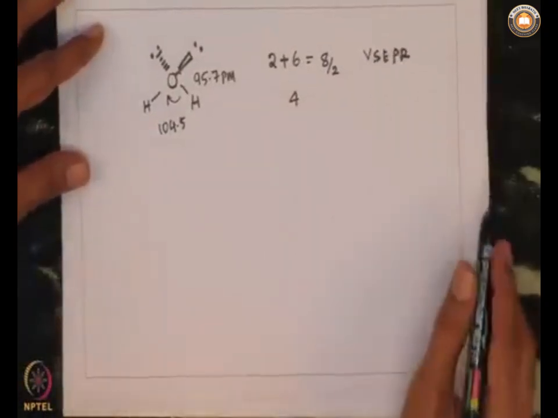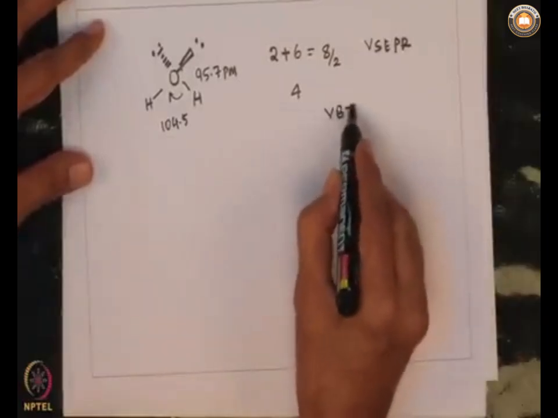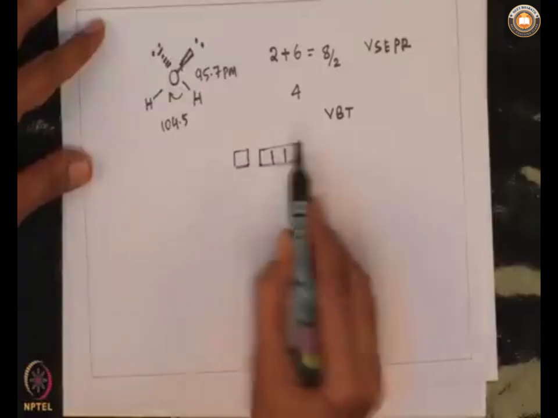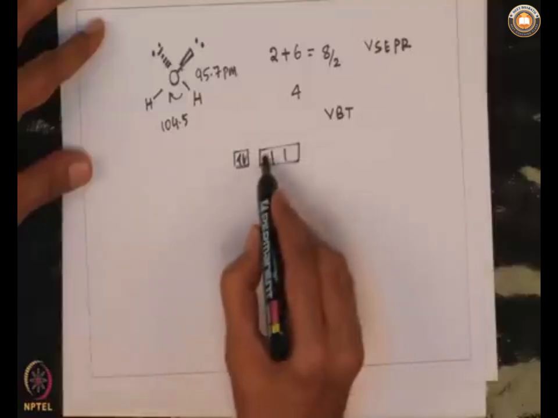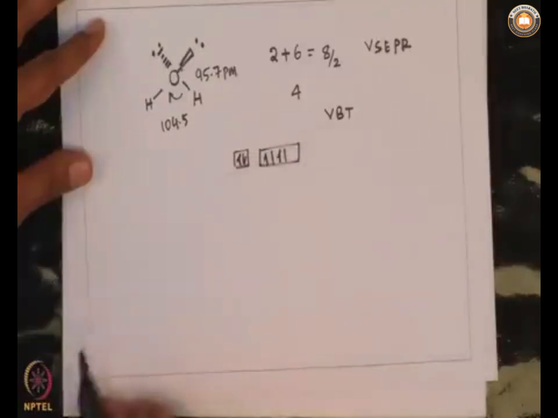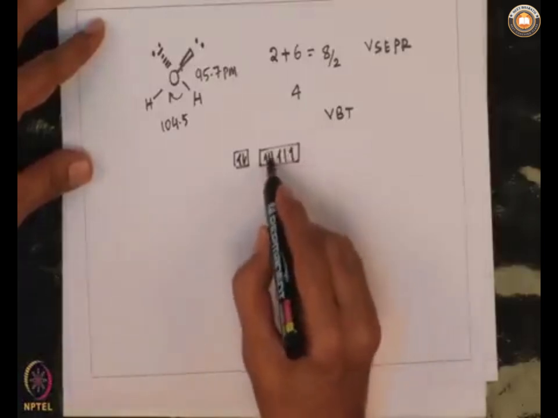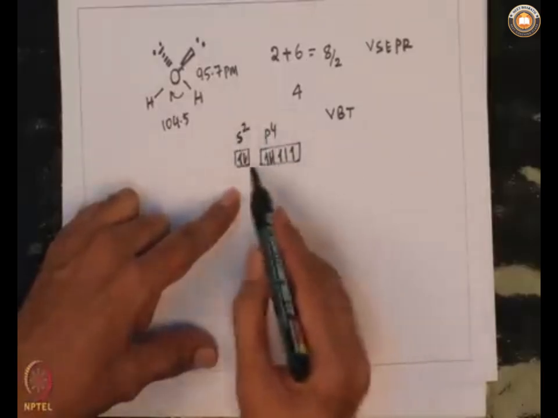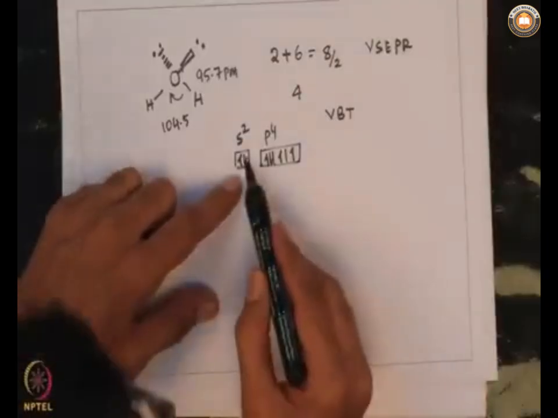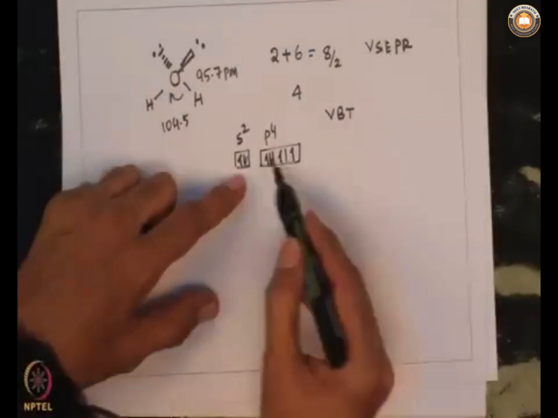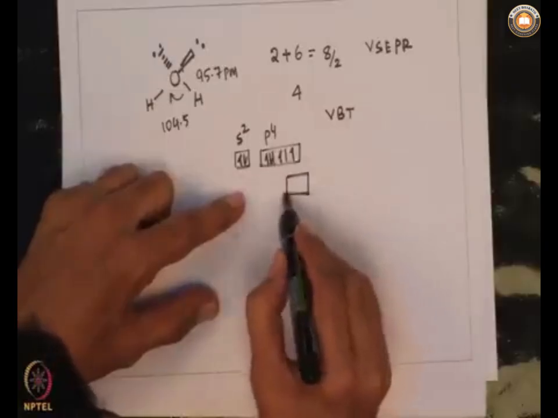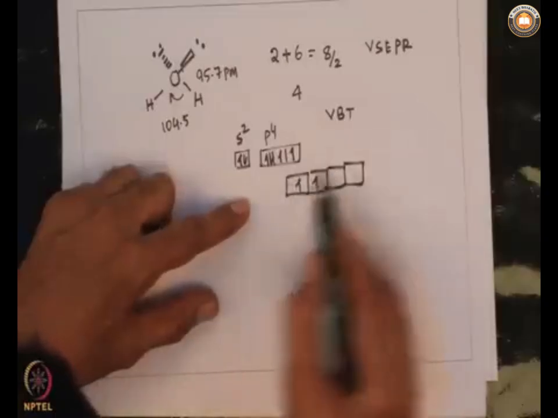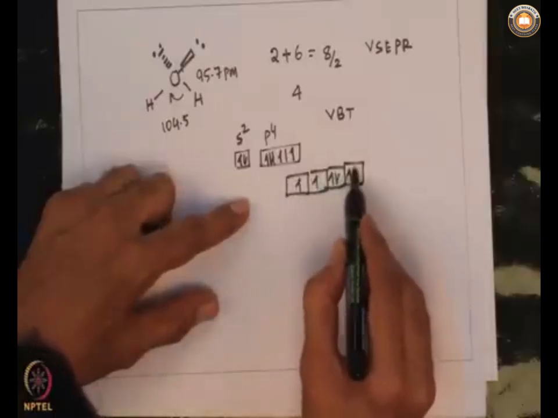Similarly, we can use valence bond theory. In valence bond theory, let me write the electronic configuration in box type. These are s electrons and we have the p. In case of p we have 4 electrons, in case of s we have 2 electrons. During hybridization, 1 electron is promoted here. Of course, we generate 4 sp3 orbitals, and now 2 sp3 orbitals have 1 electron each, whereas the remaining 2 have 2 electrons.